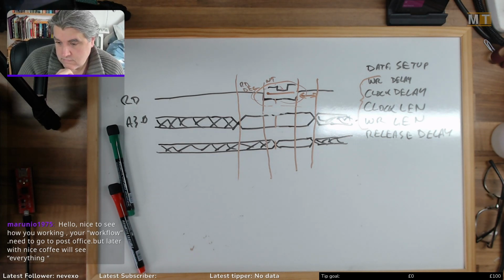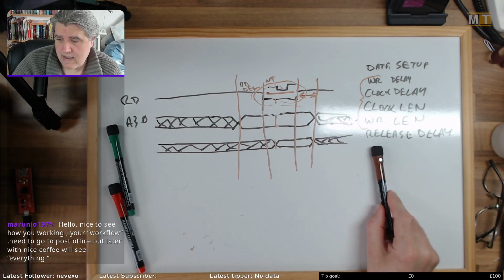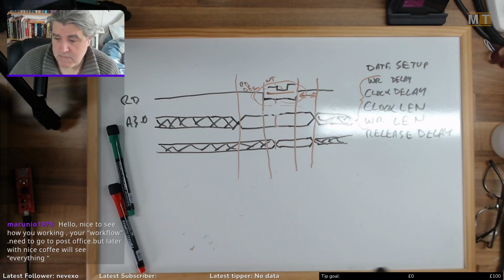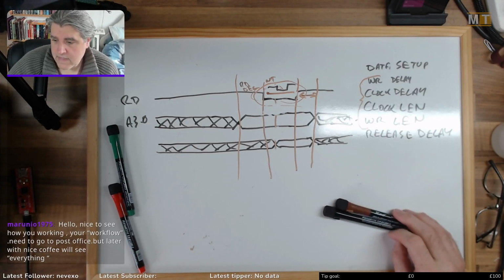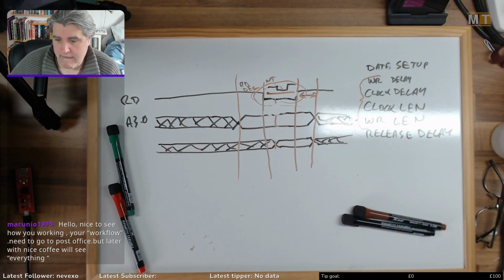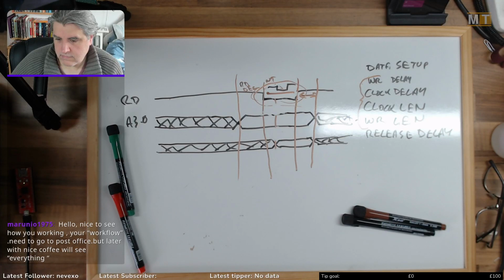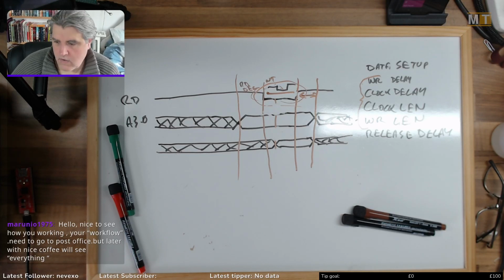And I don't even really need to care about the release delay on the read, but I do need it on the write. So I think that's enough. I need six values, but not all will be used for read. So I shall have data setup.